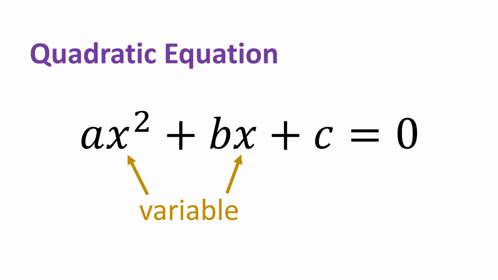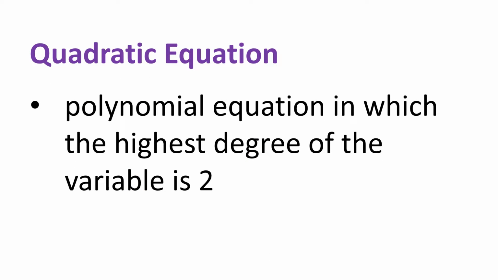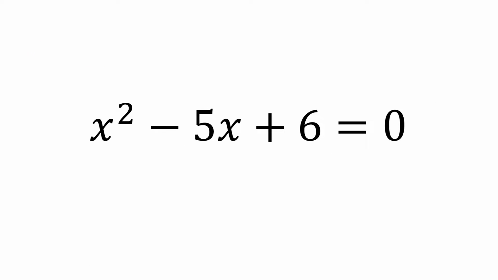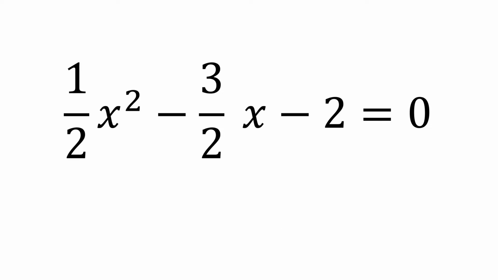In other words, a quadratic equation is a polynomial equation in which the highest degree of the variable is 2. For example, x squared minus 5x plus 6 equals 0 is a quadratic equation. In this case, we can see that a is 1, b is negative 5, and c is 6. 1/2 x squared minus 3 over 2x minus 2 equals 0 is a quadratic equation. In this case, the coefficients are fractions.